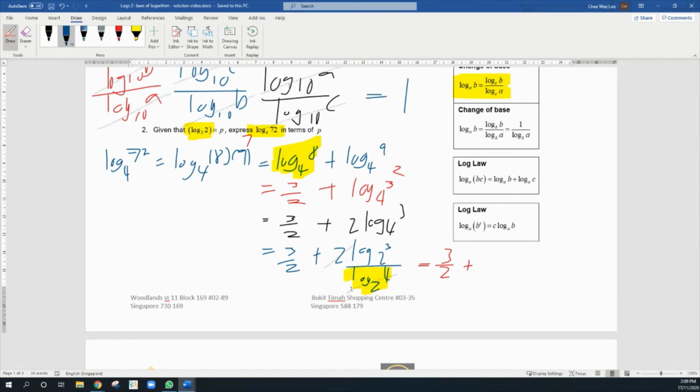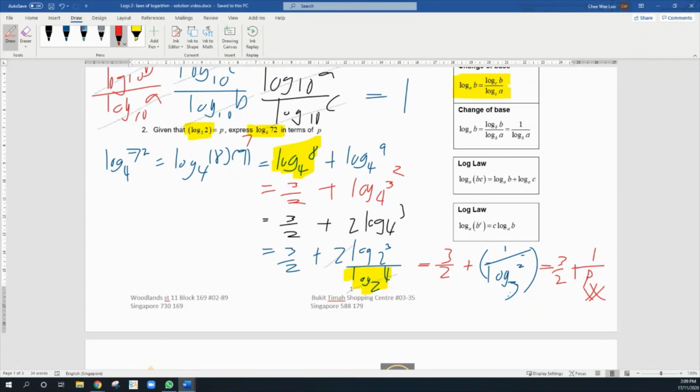Now, log 2, 3 is actually just 1 over log 3, 2 by a change of base. Sorry for the handwriting. And hence the final answer is just 3 over 2 plus 1 over p. I apologize for the handwriting and the mess in this, but here we go, that's the final answer.